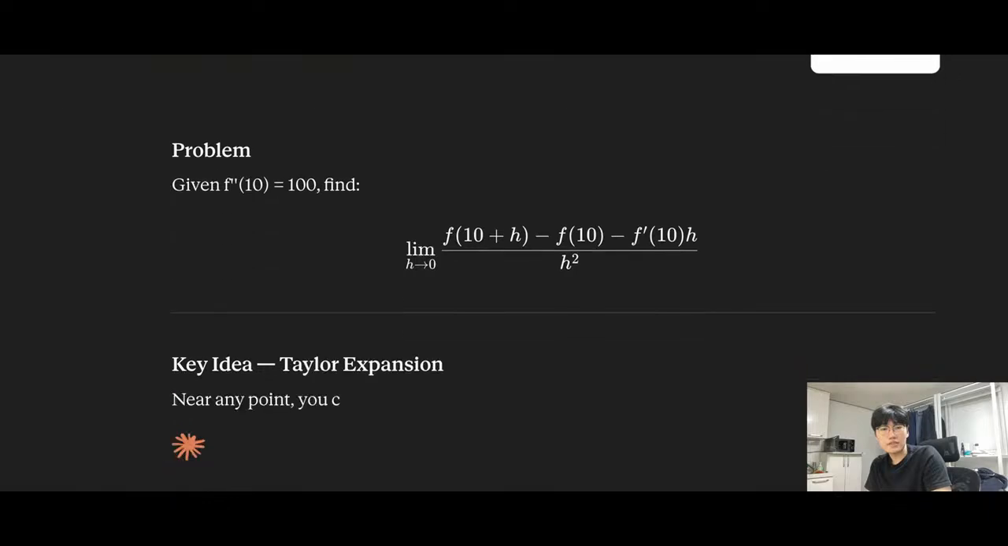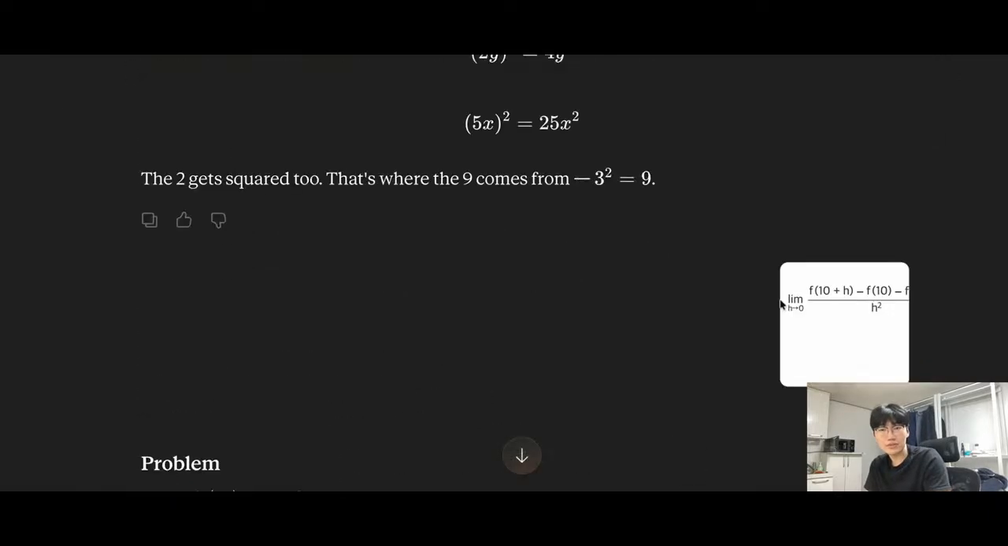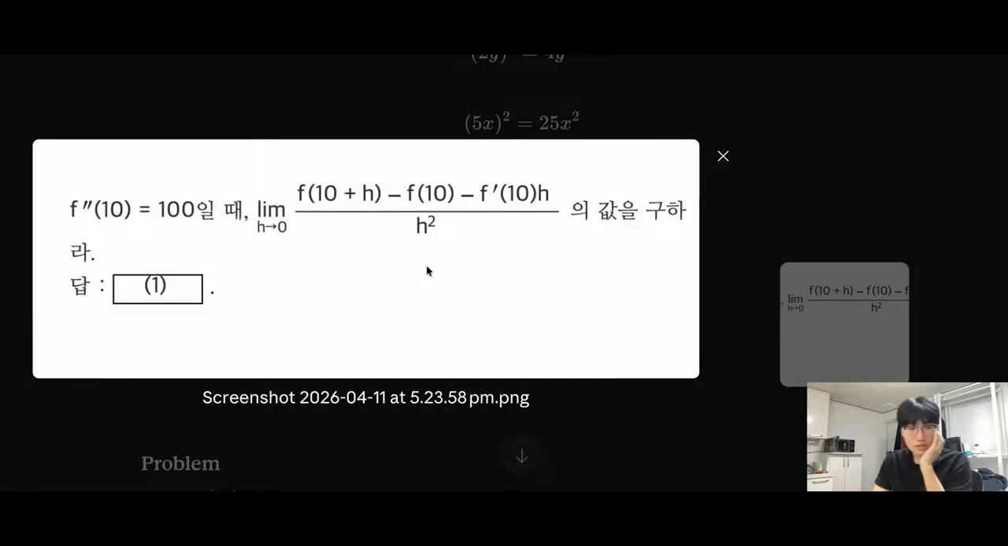So the problem is given, no, I need to read first. The second derivative f''(10) equals 100. Limit as h goes to 0 of f(10 plus h) minus f(10) minus f'(10) times h, over h to the power of 2.